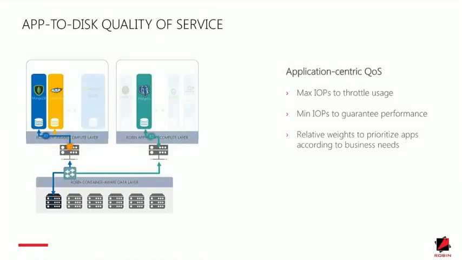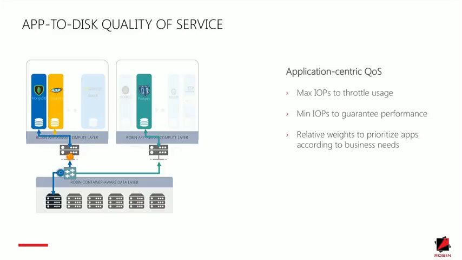Now, what Robin does, as I said, is a very application-centric view to everything. Robin allows you to set max IOPS to throttle usage, addressing the noisy neighbor problem. We set min IOPS to guarantee performance. So when you define an SLA, you say, I'll do this response time, but this response time will need a minimum of 20,000 IOPS. We actually allow you to do that.